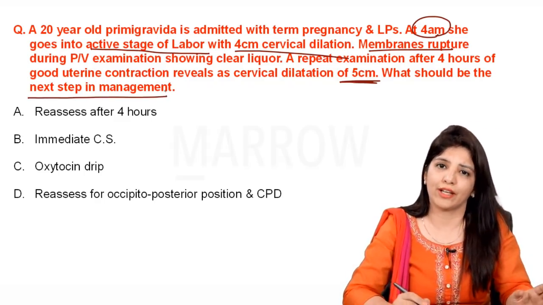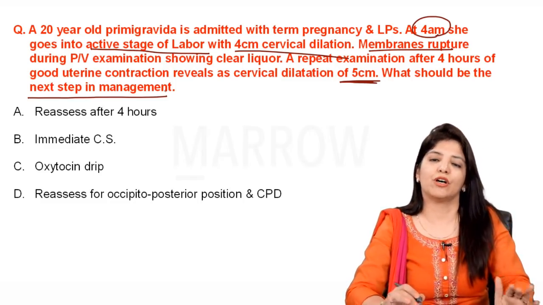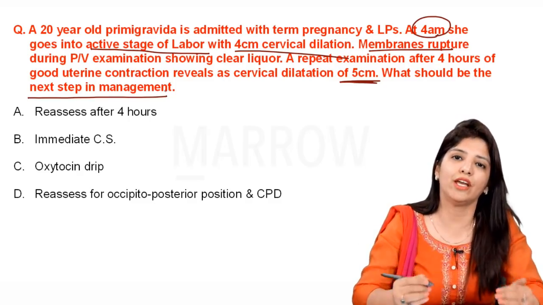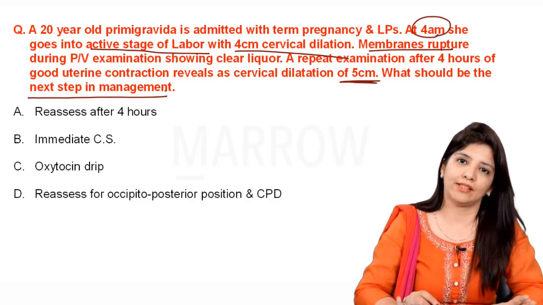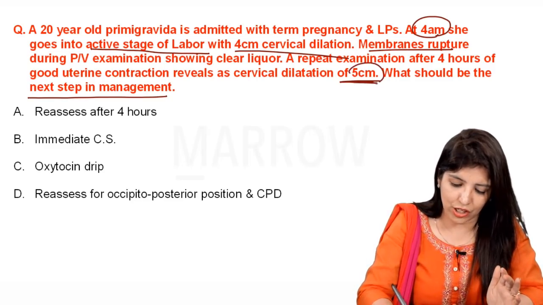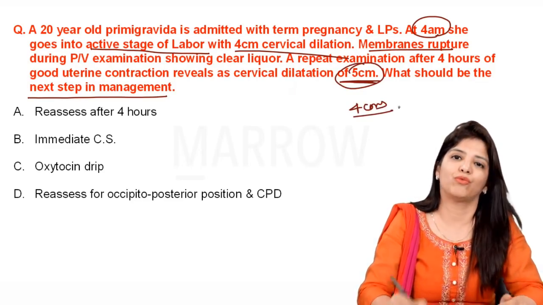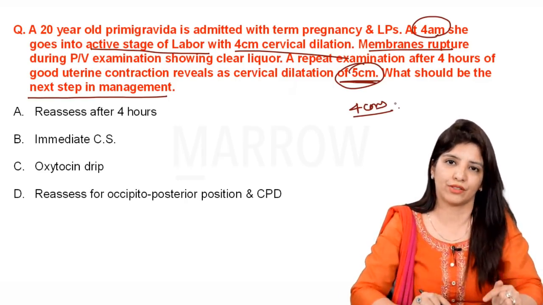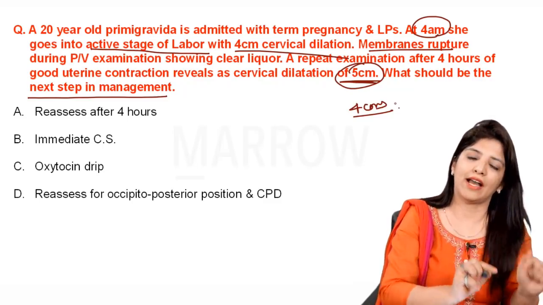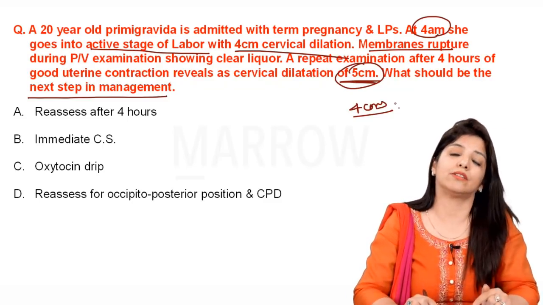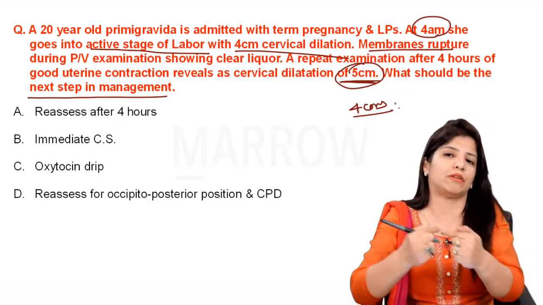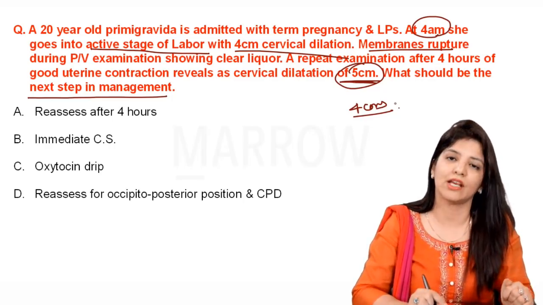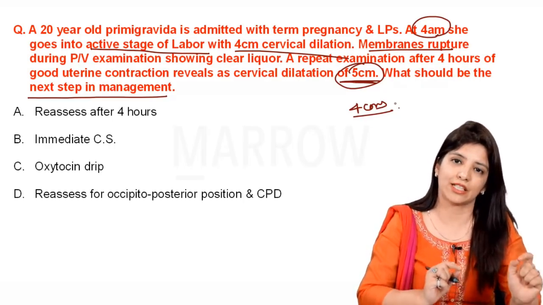So first tell me, what is your diagnosis? My diagnosis here is a protracted active phase. That means active phase is going very, very slowly. I would have called it as an active phase arrest if instead of 5 centimeters here it was given 4 centimeters. That means the patient was in same dilatation for 4 hours. Then I would have called it as an active phase arrest. But because here the cervix is dilating from 4 centimeters, it has become 5 centimeters. That means I cannot call it as arrest. I am going to call it as protracted active phase.